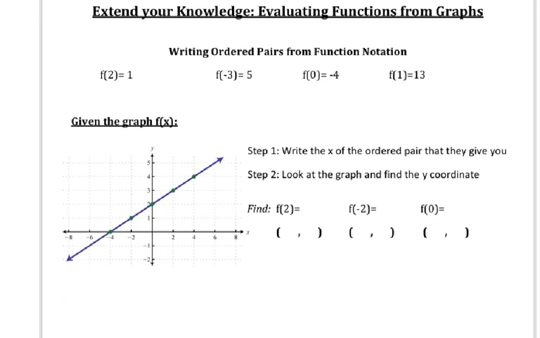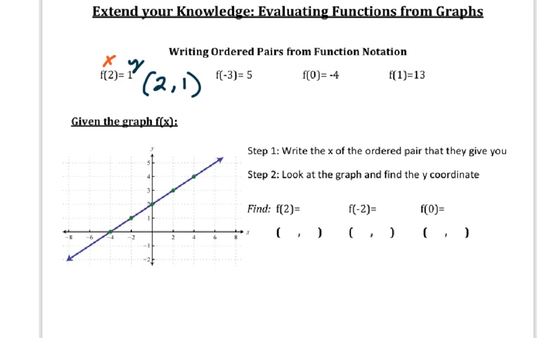Okay, once you're done with 1 through 6, we're going to move on to the next piece, which is even easier than what you just did. So this time it says we need to write ordered pairs from function notation. Well, we just did this. We said that if it's in the parentheses, it's the x. If it's not the x, then it's the y. So the ordered pair is that x is 2 and y is 1.